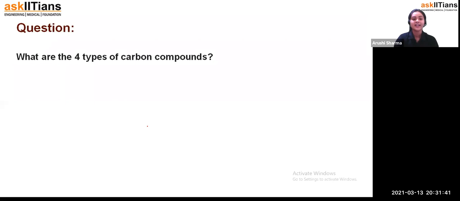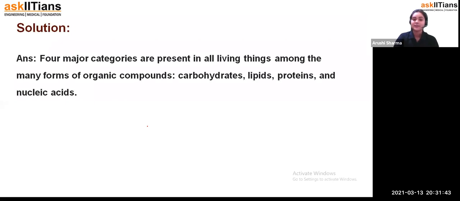What are the four types of carbon compounds? The four major compounds are carbohydrates, lipids, proteins, and nucleic acids. And you know, students, that these are the four compounds present in our body. We require these compounds in our diet as well, so that we can have a balanced diet. Not exactly nucleic acids, right? But these are present in our body as well. So that's how carbon is everywhere.